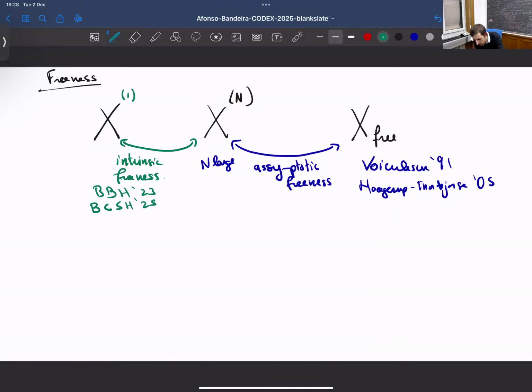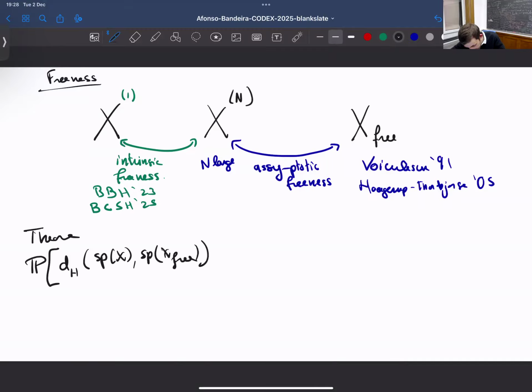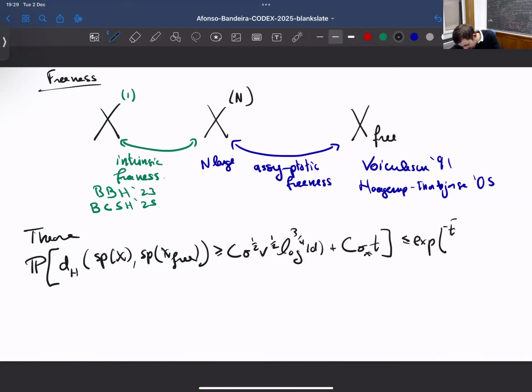And there are theorems that look like this. So I'll show you the theorem that already includes the two papers together. They'll look essentially like this. So here's the theorem. The probability that the Hausdorff distance, so just think of it as the distance between the two sets, the support of the spectrum of X and of X free, is very small, right? So the probability that this is big, I'll write what the terms actually look like, but I need to say what these things are. Okay, I'll try not to write a lot of these things. I'll just do it once. And smaller or equal than exponential of minus t squared.